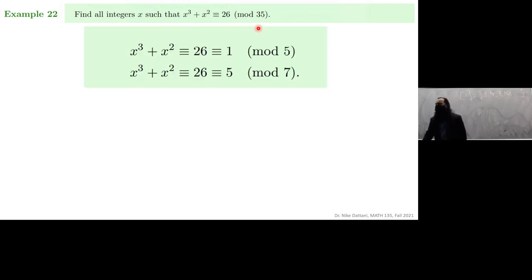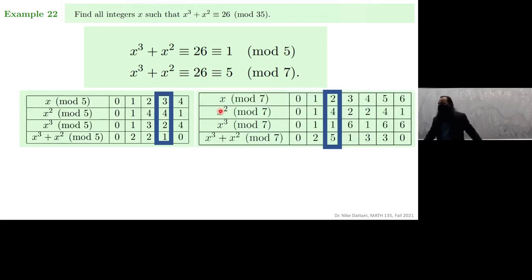Yeah, so we split the modulus. Solving this is the same as solving this system, where we have mod 5 and mod 7, because 5 times 7 is 35. So the left side is congruent to 26 mod 5 and 26 mod 7. 26 happens to be congruent to 1 mod 5, and 26 happens to be congruent to 5 mod 7.